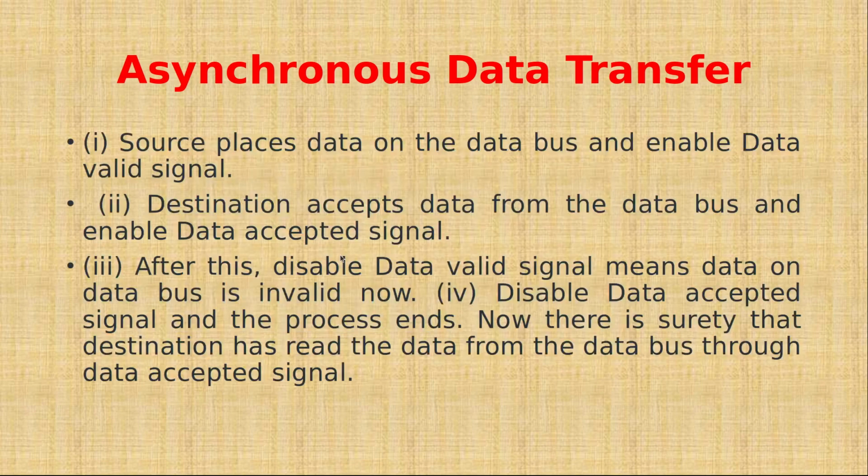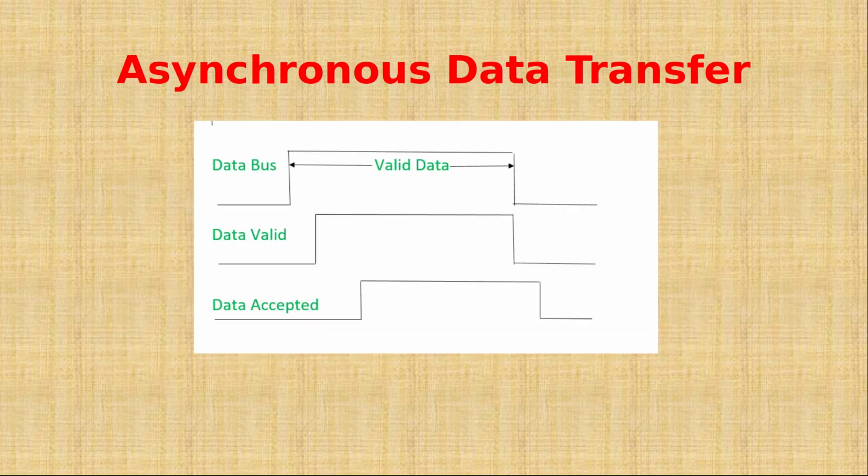These are the steps inside the source initiated handshaking mechanism, and here is the diagram. First, valid data is put into the data bus, and it reaches the destination, which reads all the data. After reading the data, it gives the data accepted signal.